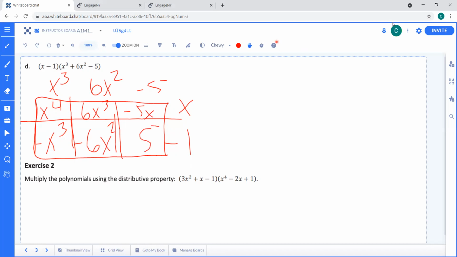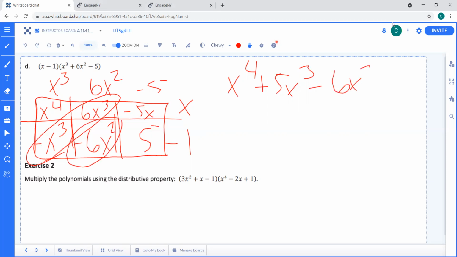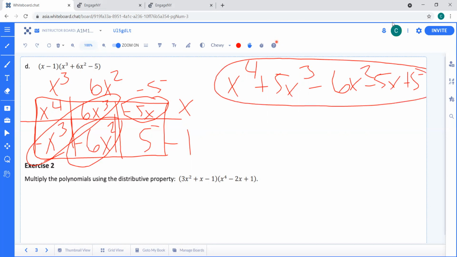So, combine like terms, we're left with x to the fourth plus 5x cubed. And then here, notice we don't have anything to add to the squared. This is by itself, so minus 6x squared. This x is by itself. And there you go.